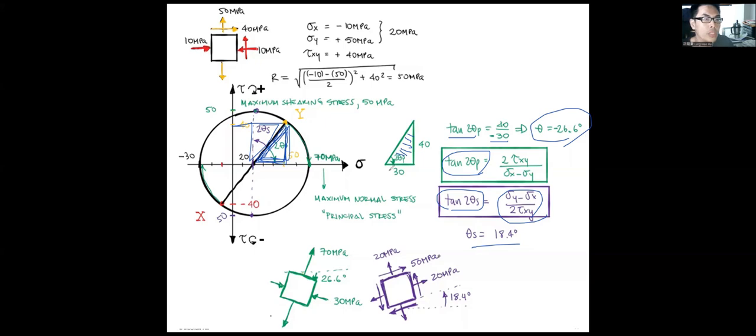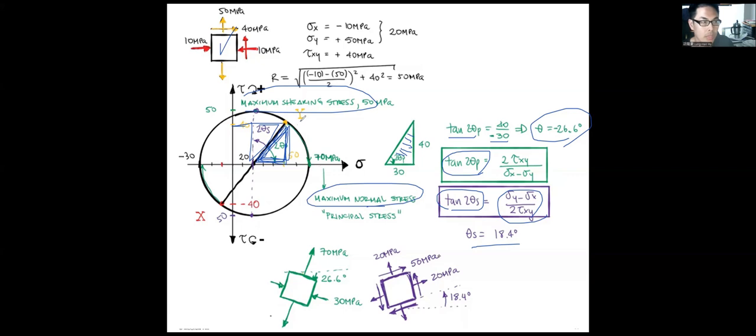So from the Mohr circle, we can figure out the maximum shear stress and the maximum normal stress, representing the principal stress, when rotating by a specific angle, theta p or theta s. So when this small element is rotated 26.6 degrees clockwise, what do we get?